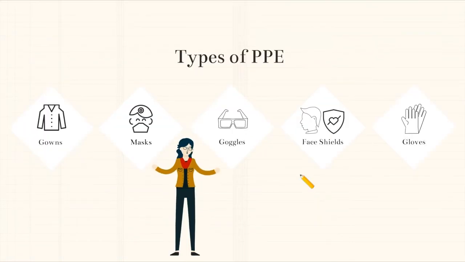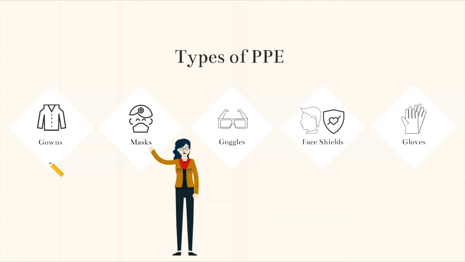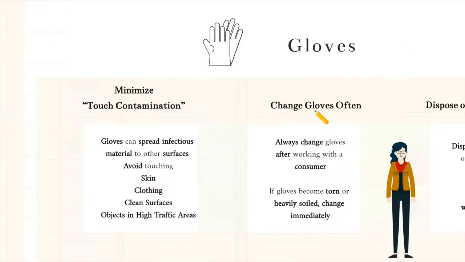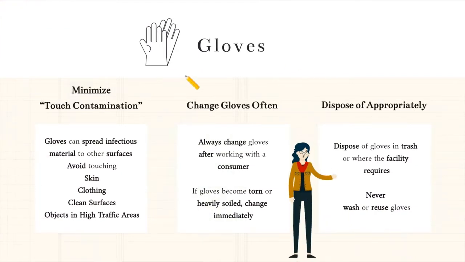So now that we know more about germs and one way that we can prevent the spread of germs, we'll move into the types of personal protective equipment. These are the types of PPE that you may be likely to use. They are gowns, masks, goggles, face shields, and gloves. Gloves are the most common type of PPE, and they're worn to protect your hands.